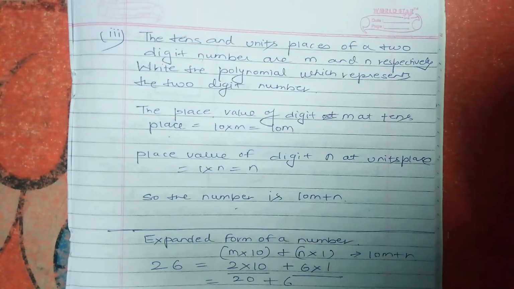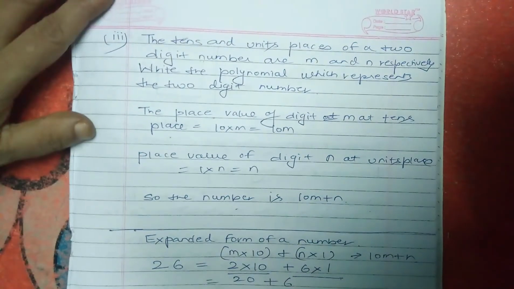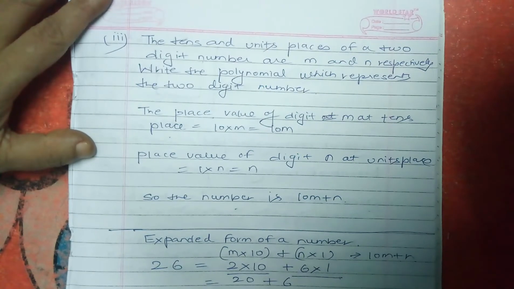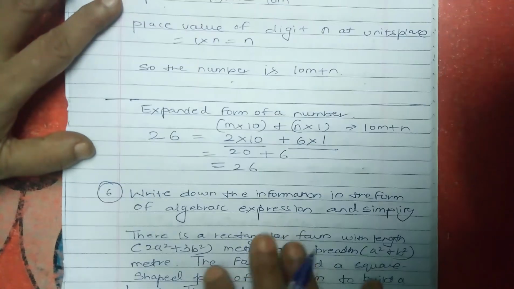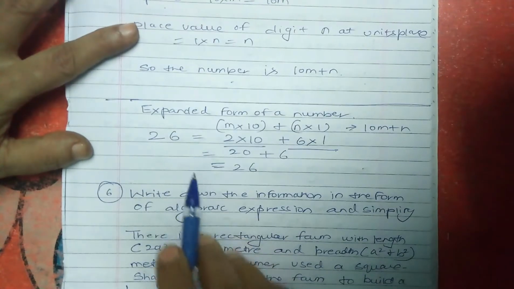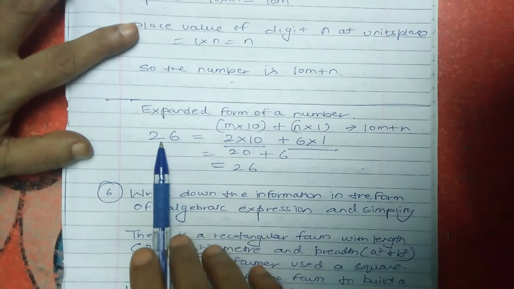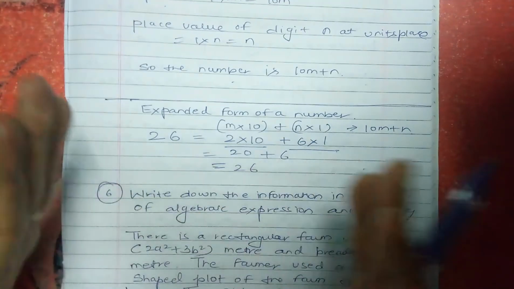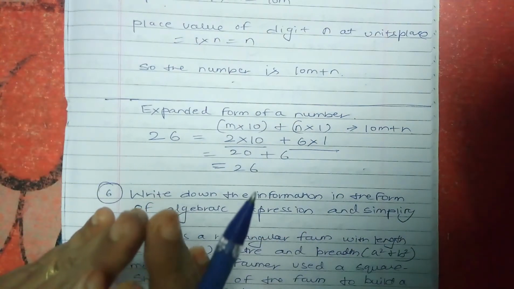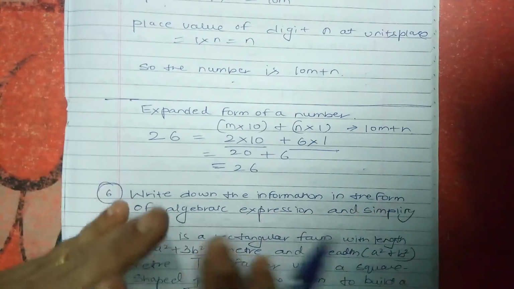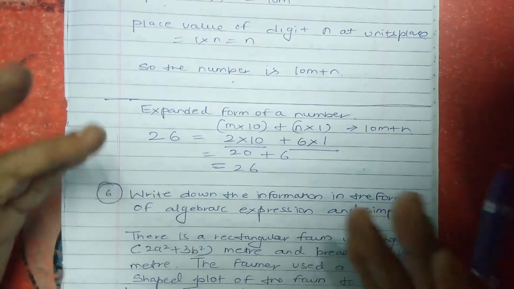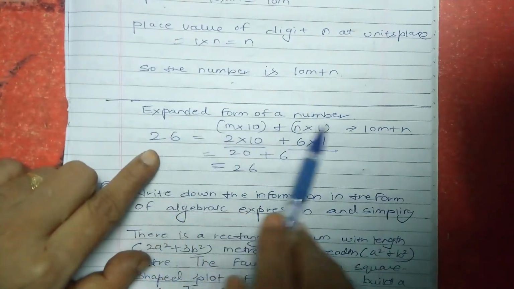Let me explain it in a much better way. See here, in earlier standards, in 4th standard, you have learnt about the expanded form of a number, isn't it? Suppose there is 26. Expanded means what? Elongated form, where you have made a number bigger. In bigger form, you have expressed a number. That is called the expanded form of a number.